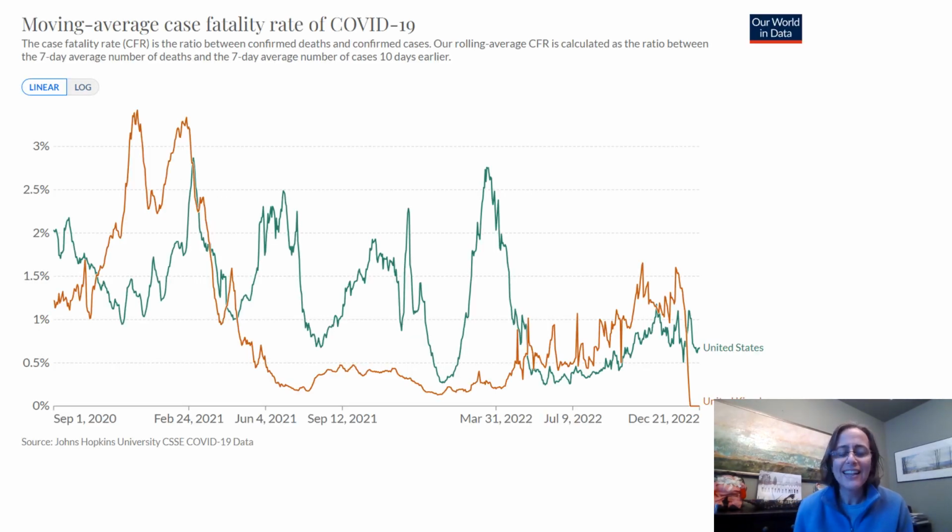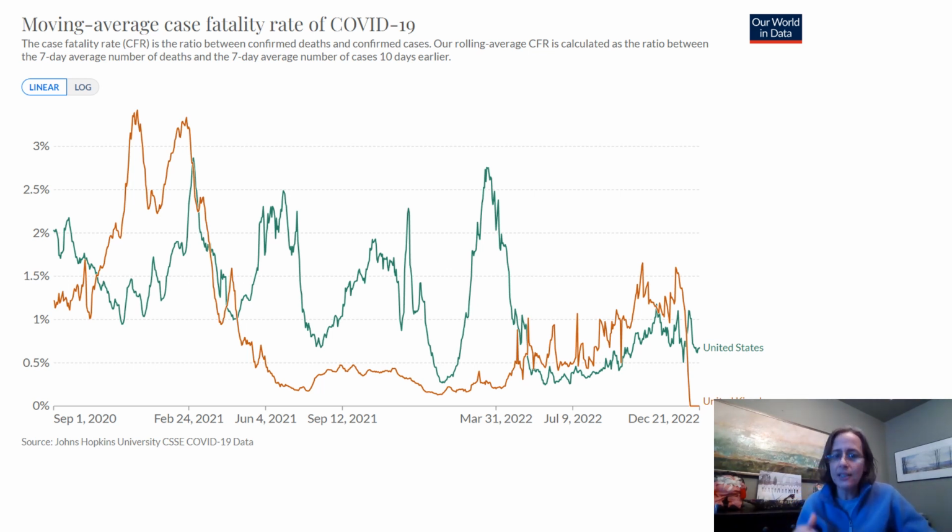You can look at case fatality rates over time. So this is Our World in Data, a really interesting website where you can play around with a lot of different types of statistics. And here we're looking at case fatality rates over time between the United States in green and the United Kingdom in orange. And I pick the United Kingdom because they're actually very similar to us culturally, economically, but not entirely in terms of healthcare systems. There are a few differences, but also a lot of similarities.